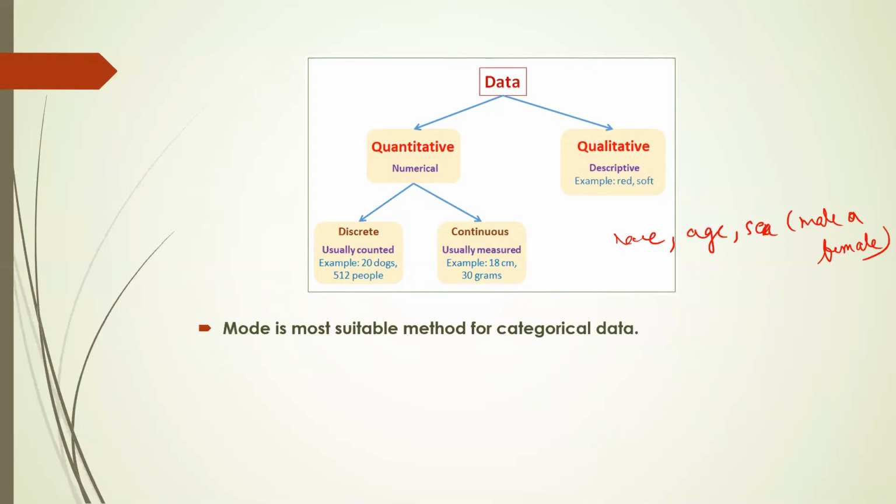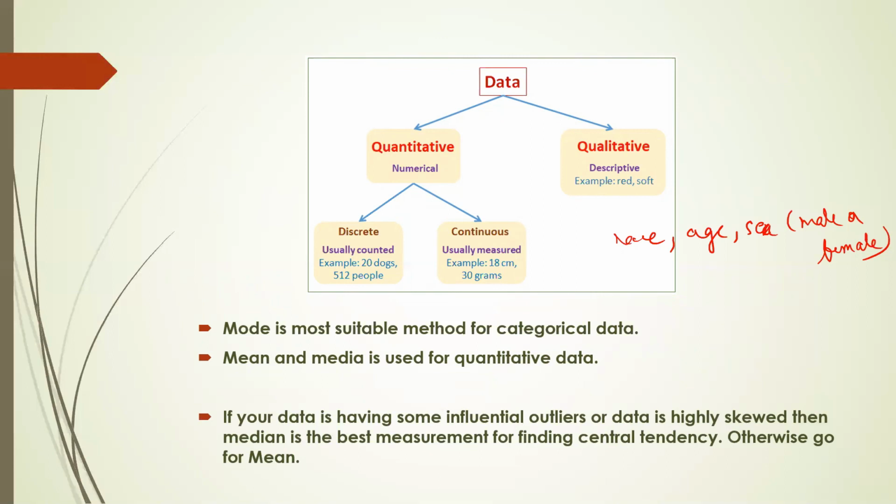Mode is the most suitable method for categorical data because it is something which cannot be measured. And mean and median can be used for quantitative data. If your data has some influential outliers or is highly skewed, then you can go for median. That will be the best option for finding the central tendency. Otherwise, you can go for mean.